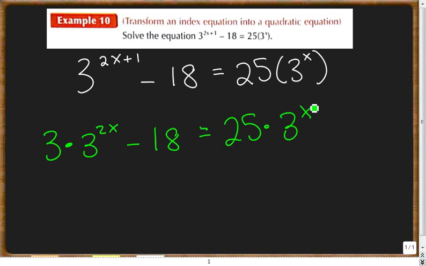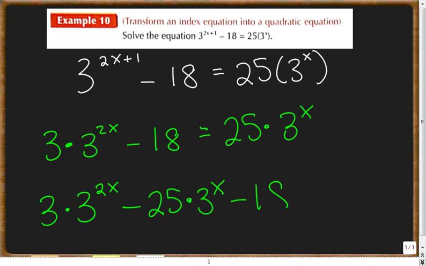Well, now I'm going to rearrange this to get it into that ax squared plus bx plus c form. So I'm going to have 3 times 3 to the 2x, minus, I'm going to move this over, minus 25 times 3 to the x, minus 18, and that will all equal 0. So this is the equation that I'm going to be working with.